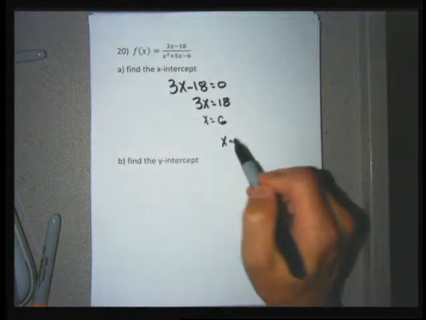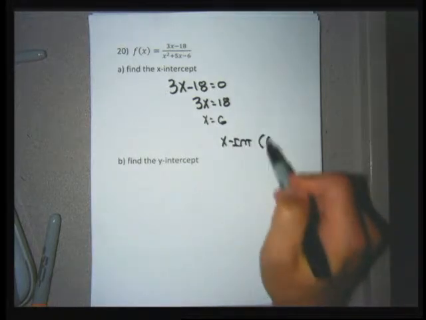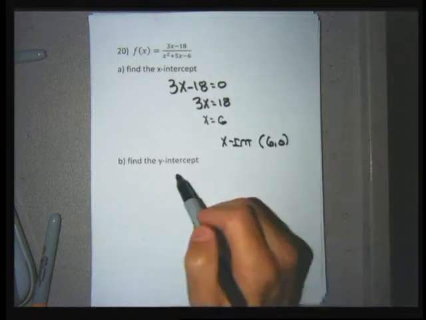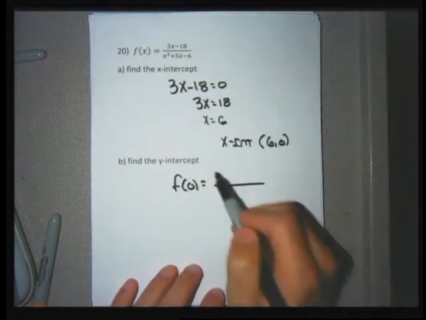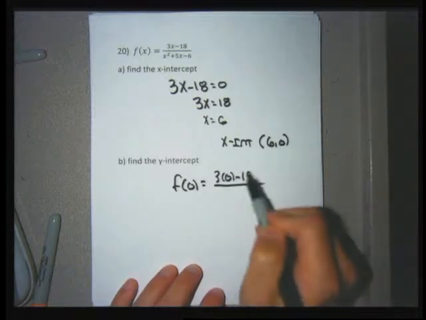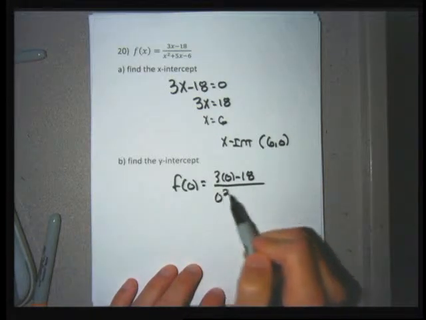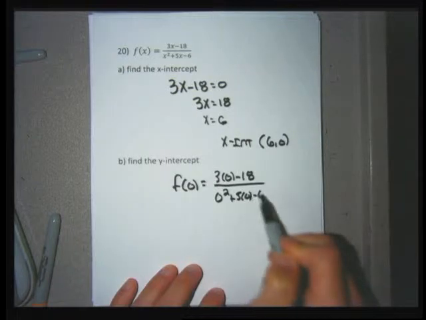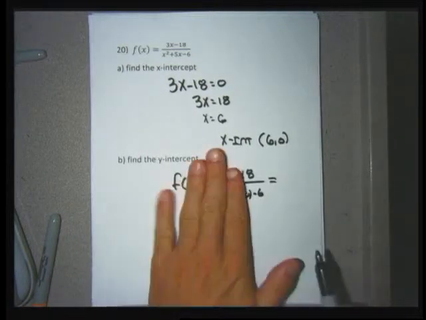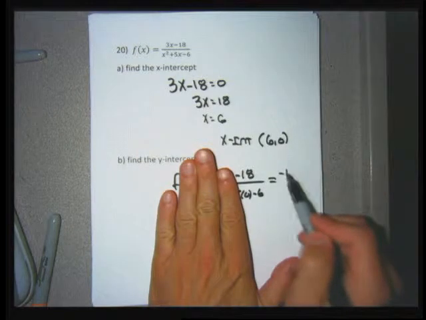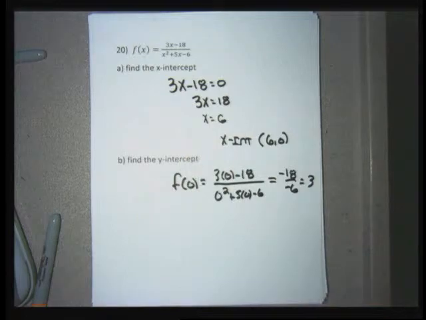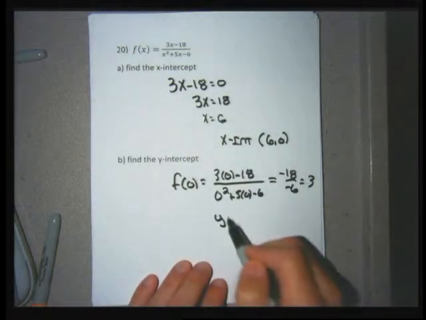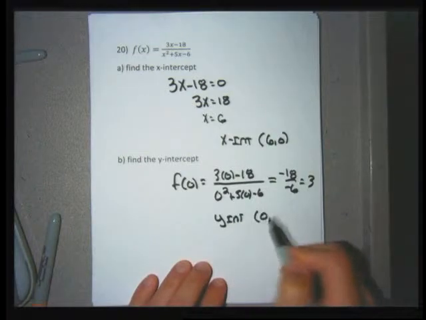So the x-intercept is going to be the point (6, 0). The y-intercept, I plug in 0 for x. I get f of 0 equals 3 times 0 minus 18 over 0 squared plus 5 times 0 minus 6. Usually we cheat. All the pieces with zeros go away. I'm going to write minus 18 over minus 6. Cancel out the pieces with the zeros, and minus 18 over minus 6 is positive 3. So I'm going to say the y-intercept is the point (0, 3).